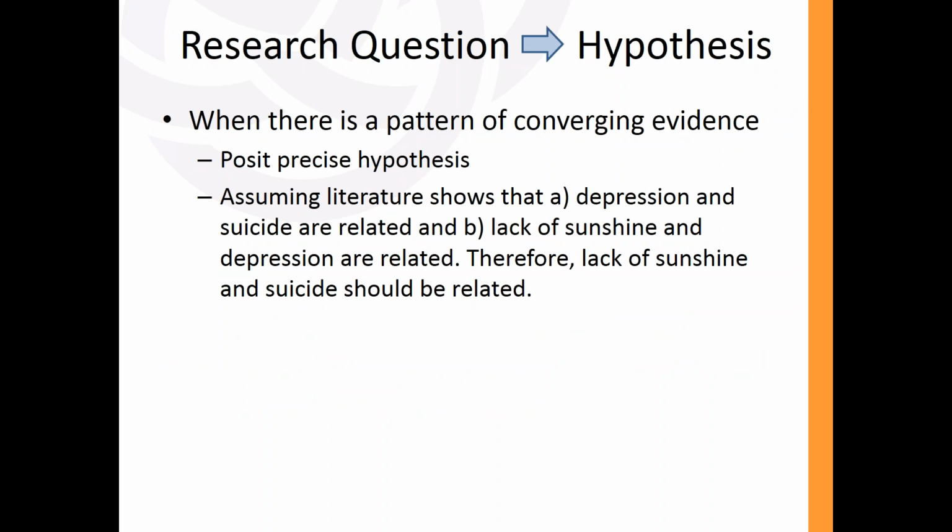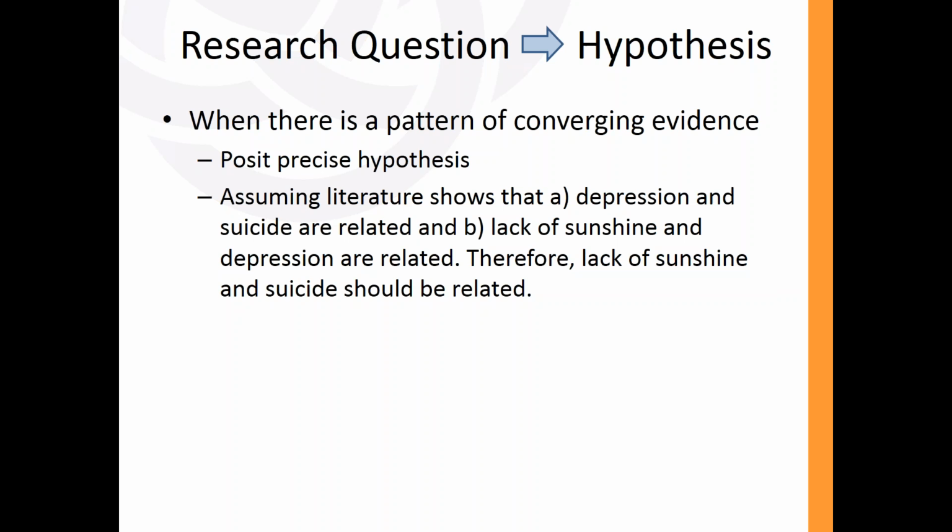If there is a pattern of converging evidence, this is that second scenario where you have a lot of literature saying, look, this seems to be a trend, so let's try to make some more sense of it as researchers. Let's assume that you did a lit review and it shows that A, depression and suicide are related, and B, lack of sunshine and depression are related. So you've got this common link between depression and suicide and depression and lack of sunshine. Therefore, logically, lack of sunshine and suicide should also be related. But that is an assumption. We don't want to assume anything, because you know what that does.